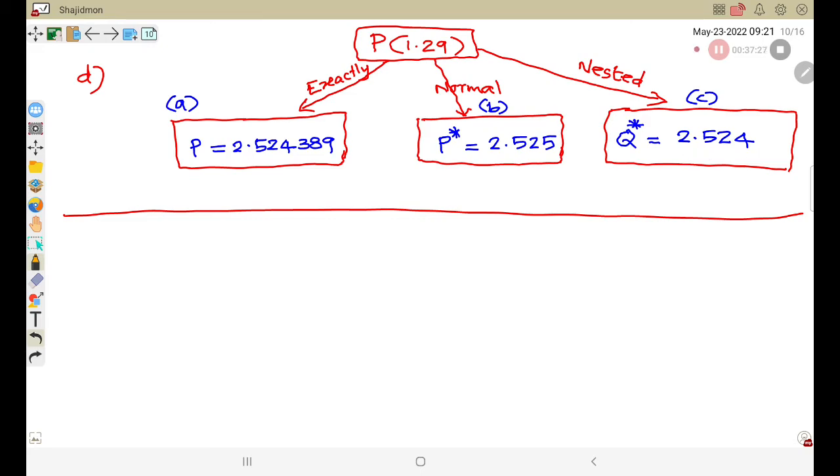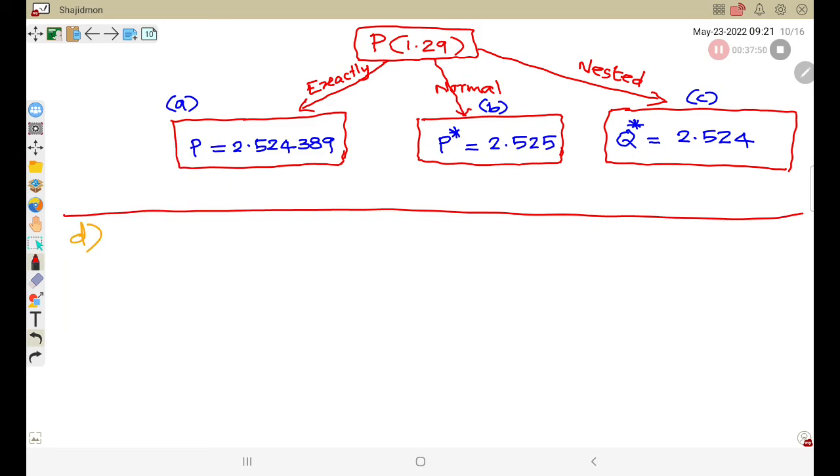See, 2.524. Exactly, we are getting the 4 digit number, correct? 2.524. So in this question, with the nested method, we are getting a more accurate value compared to the exact value. So this is the idea of section 1.7, these three methods. Now we will go to answer the D part of the question.